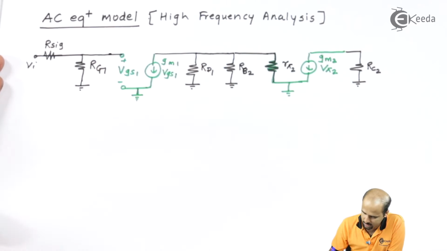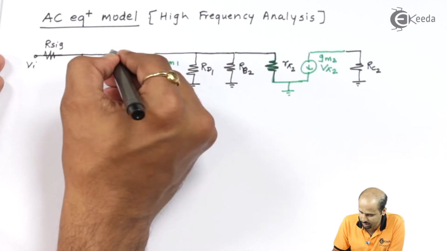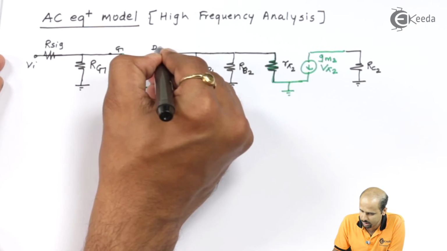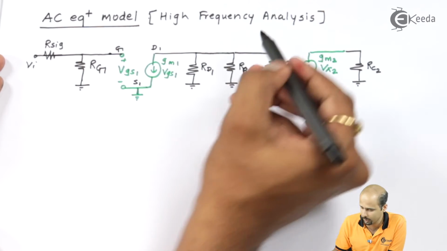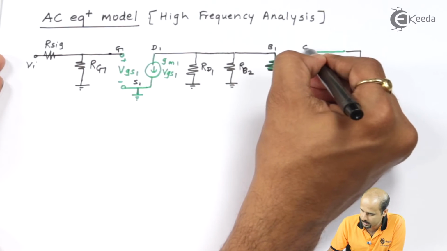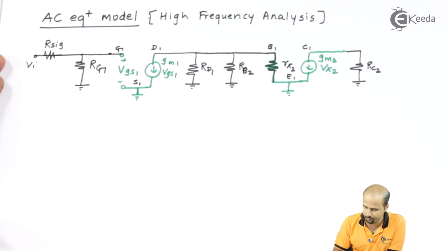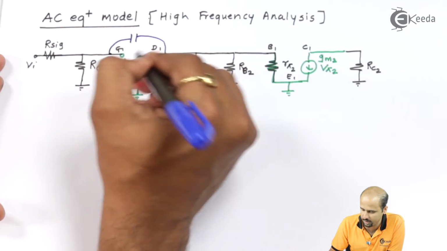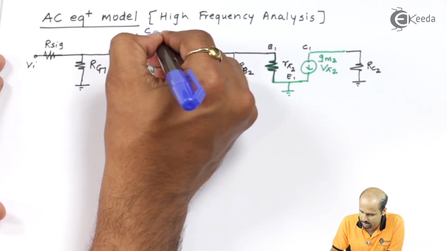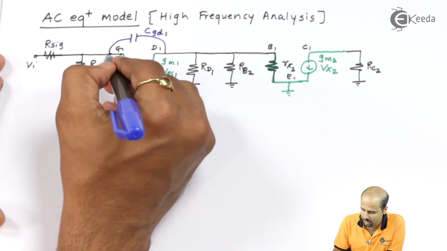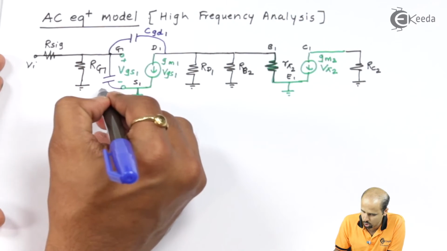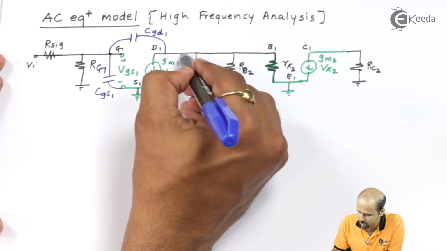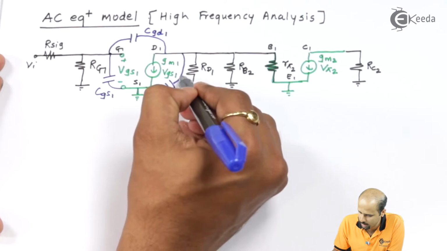So the first capacitance is in between. Let us do the naming for each and every terminal of the JFET and BJT. So this is your G1, this is your D1, and this is your S1. This is your B1, this is C1, and this is emitter 1. Now draw your capacitances in between gate and drain. The name is CGD1. In between gate and source, the name is CGS1.